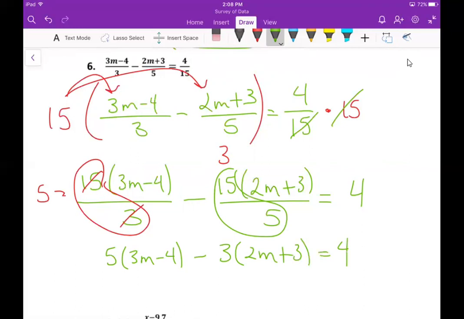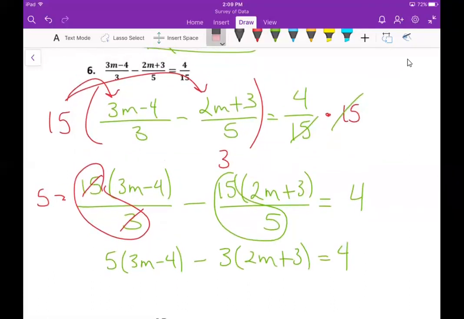So again, multiplying through by that least common denominator here can really help simplify some ugly looking linear equations from the get-go. All right, now at this point, we're looking at something a little bit different, but we should have an instinct by now that when we see parentheses we need to distribute to start simplifying those. So here I would get 15m minus 20, and then make sure you take the negative with the 3. So minus 6m minus 9 equals 4.